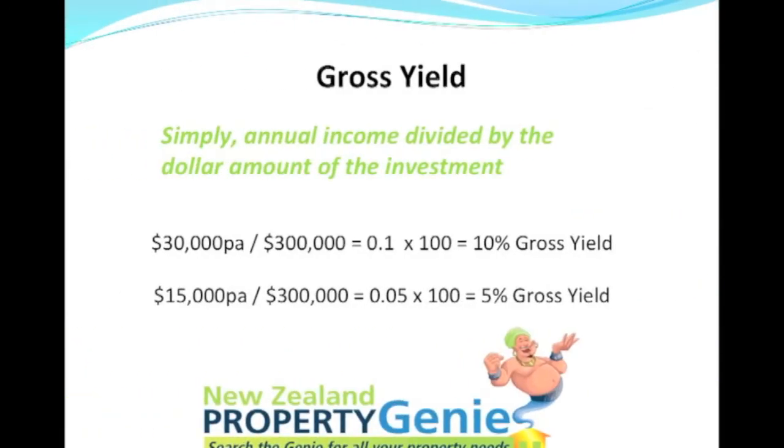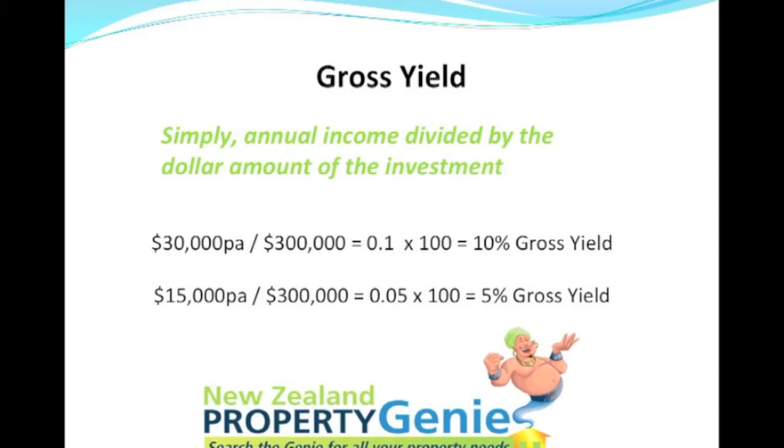Gross yield is simply the annual income divided by the dollar amount of the investment. If you had a property which was generating $30,000 per annum with a dollar amount of $300,000, this will be a 10% gross yield. If you had a property generating a different amount per annum, you take that amount of gross annual income, just the rent, divide it by the property purchase price or the dollar amount of the investment, and that will give you a gross yield.